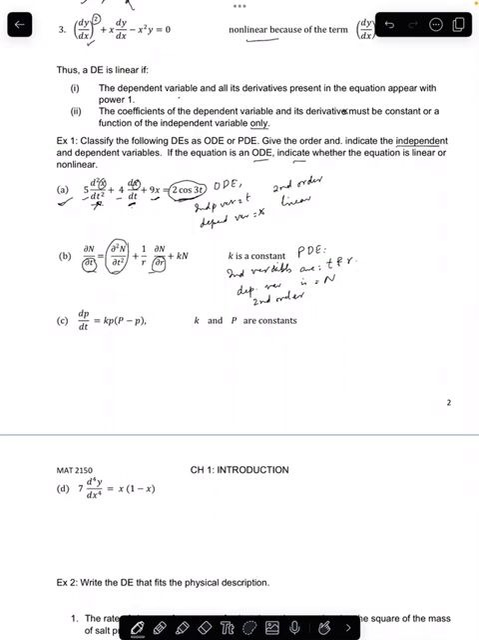Looking at example C now. dp by dt, little p, is equal to k times little p times parentheses, in parentheses we have uppercase P minus the lowercase p. So here it is mentioned that the k and the P are the constants. So what does it look like? On this side we have a quantity. If we distribute it, we can write it like this: k little p big P minus k p squared.